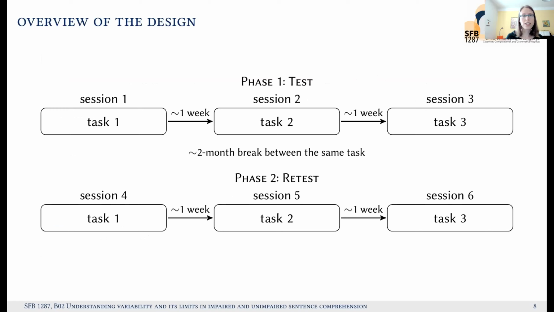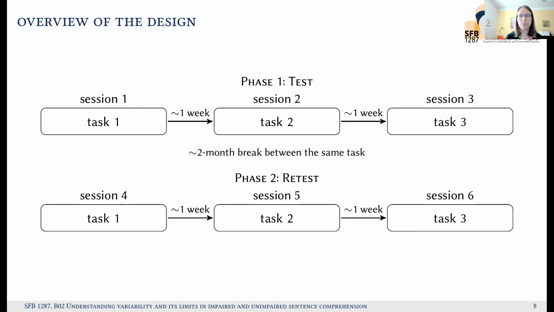And here you can see the design. Participants entered the experiment and had to complete all sentences of the database in the first task in the first session. Then they were re-invited after 1 week to complete the comprehension of the exact same sentences a second time in the second task. And then they were exposed a third time to all sentences in the third task in the third session. Then there was a break of approximately 2 months. And afterwards, all tasks were repeated.